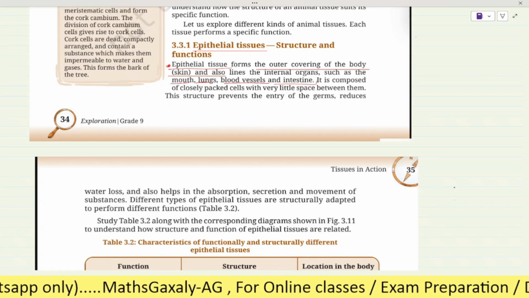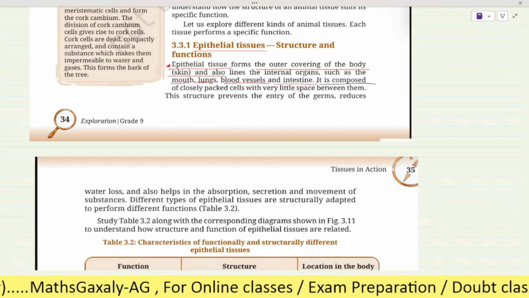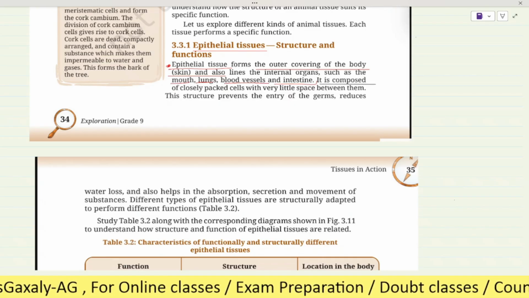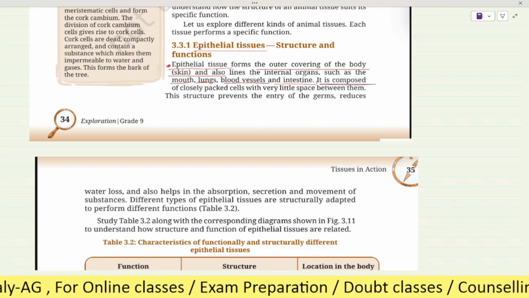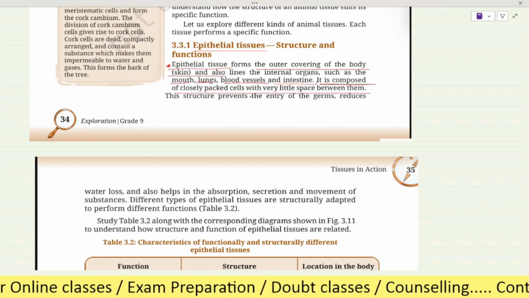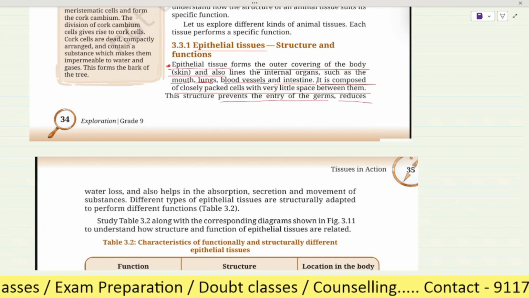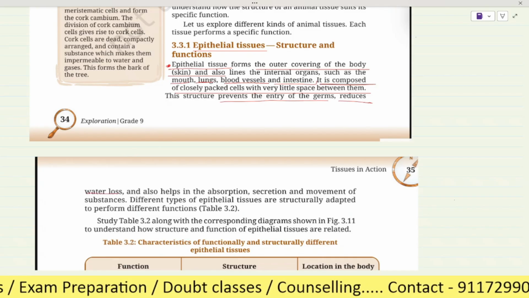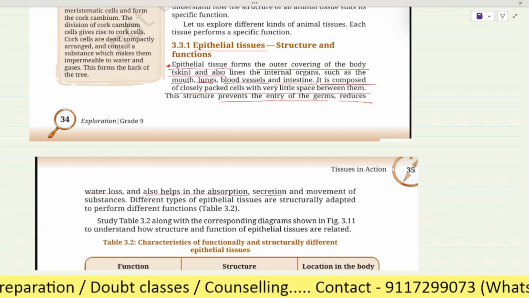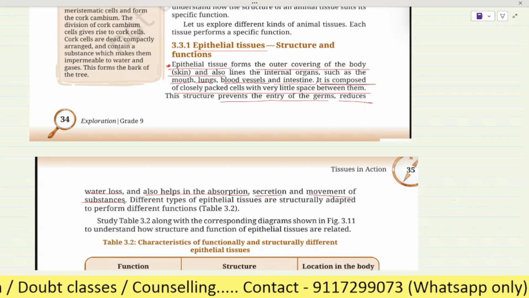Now let's see. It says that it is composed of closely packed cells with very little space between them. So this structure prevents the entry of germs, reduces water loss, and also helps in absorption, secretion, and movement of substances. Is it clear now?